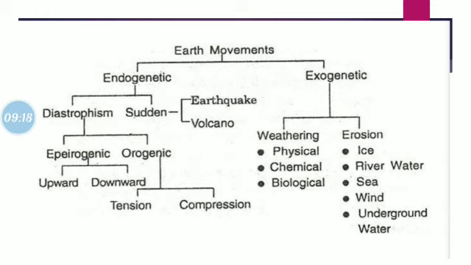Then in the exogenetic movements, there are two types of movements, that is weathering and erosion. In weathering, physical, chemical and biological weathering, these three types are there. And in erosion, because of ice, river water, sea, wind and underground water, erosion is happening. In this lesson, we will see in detail about weathering.